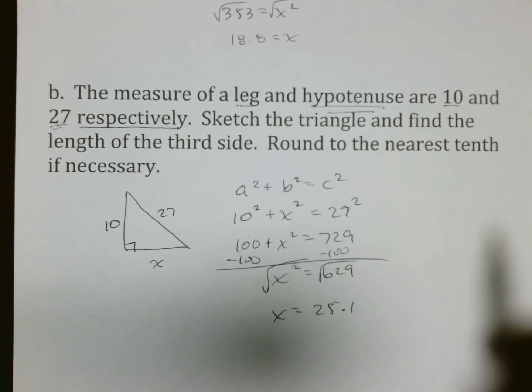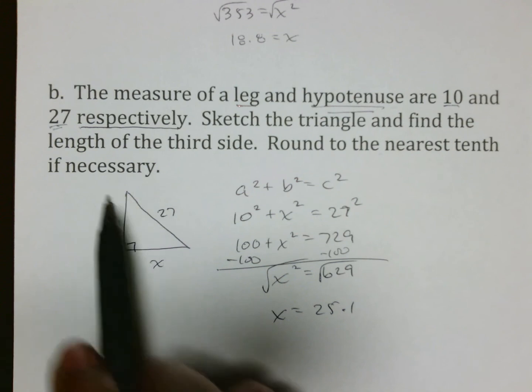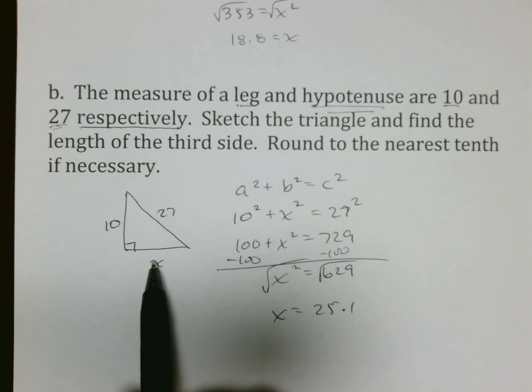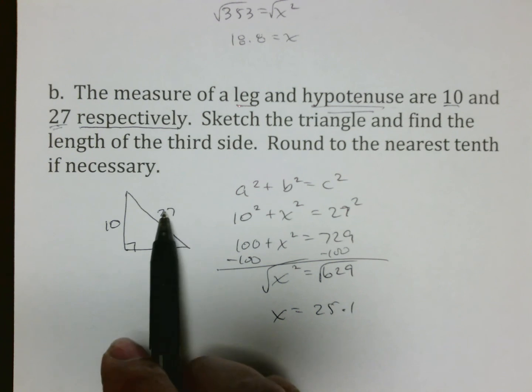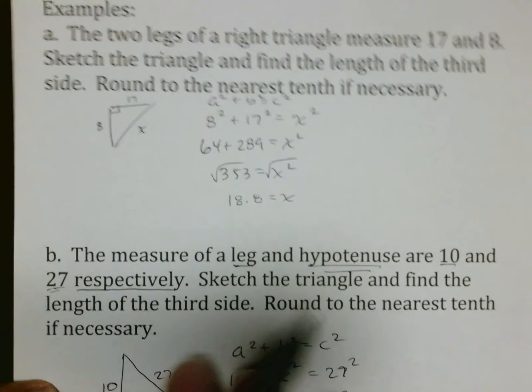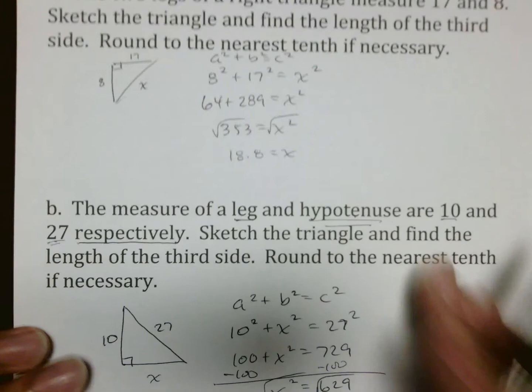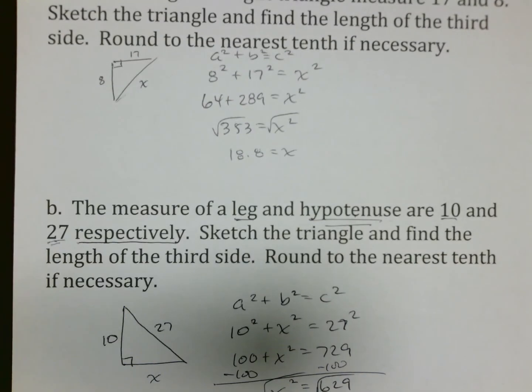You should always notice that this has to be the longest side. In triangles, the longest side is always across from the longest angle. If you do some work and this answer is bigger than that, you messed up. Or if you do some work and this answer is smaller than one of those other two, then you did something wrong. Again, your hypotenuse should always be the longest side in that triangle.